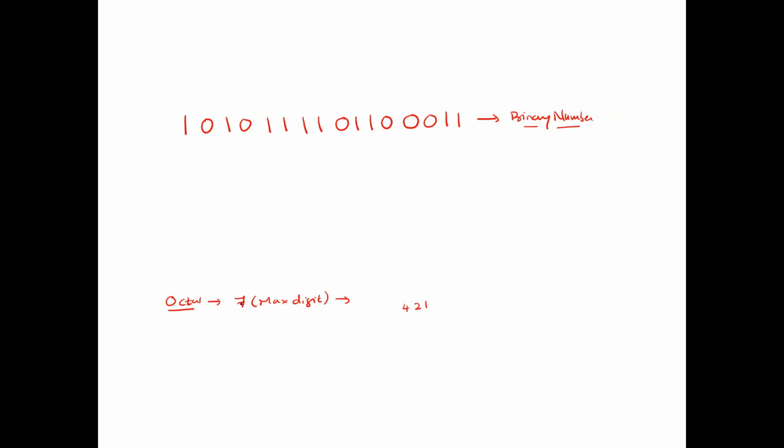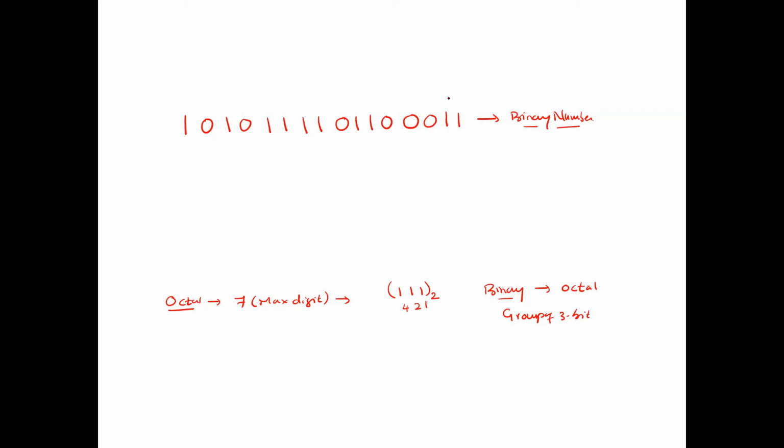7, if we convert into binary, you are supposed to fill like this: 4 plus 2 plus 1. That turns out to be 111 in binary. So the maximum digit 7 itself is not going to cross 3 bits, right? Now I will conclude: when you are converting a binary number into an octal number, what is the method you need to follow? You need to form a group of 3 bits.